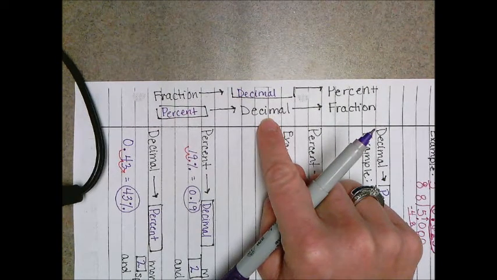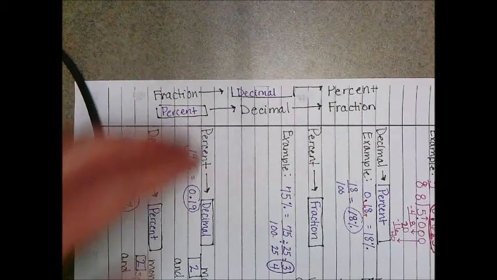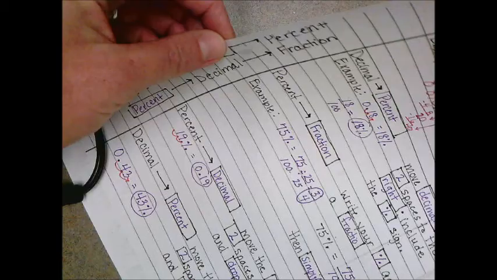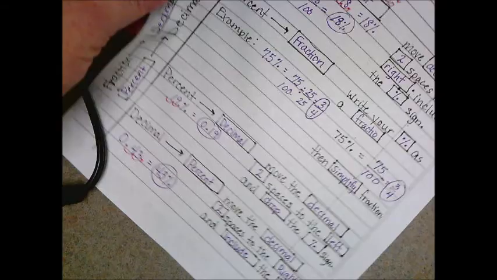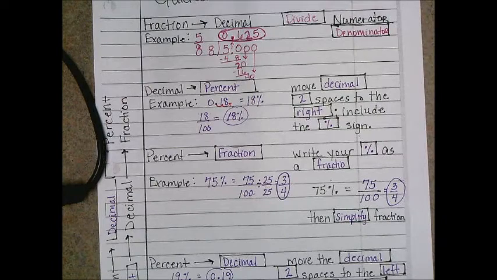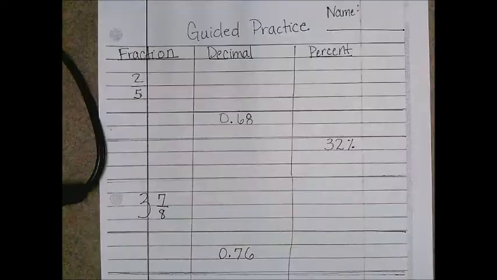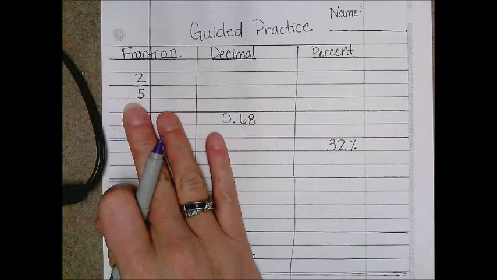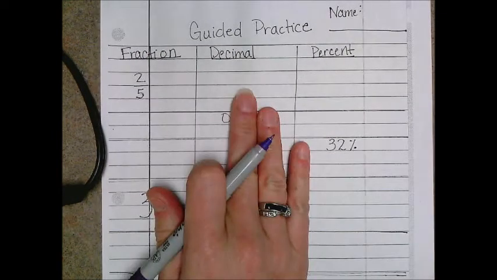Okay? These are your guided notes that I want you to keep track of and keep them in your notebook. Okay? It's kind of like a cheat sheet. So if you flip it over on the back, we're going to do some guided practice. All right? And I've made a chart here for you. So we've got 2/5, and they want you to convert it to both a decimal and a percent. So I look back at my guided notes and I say, okay, a fraction to a decimal.